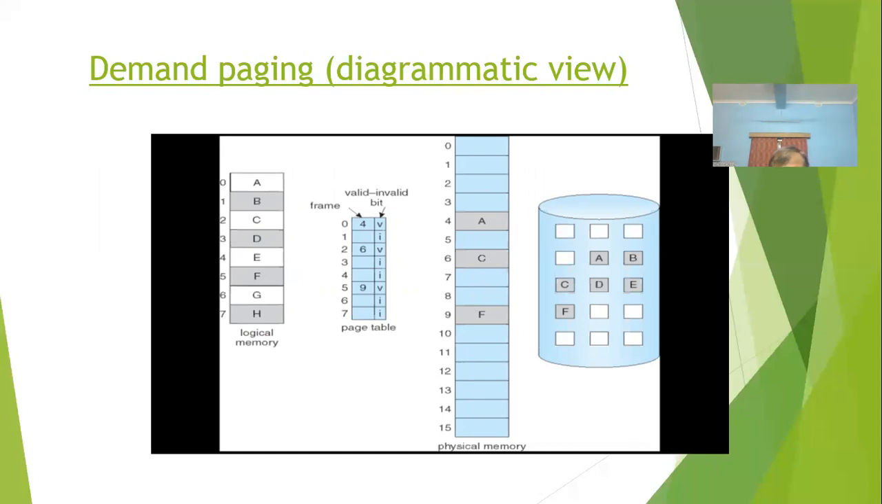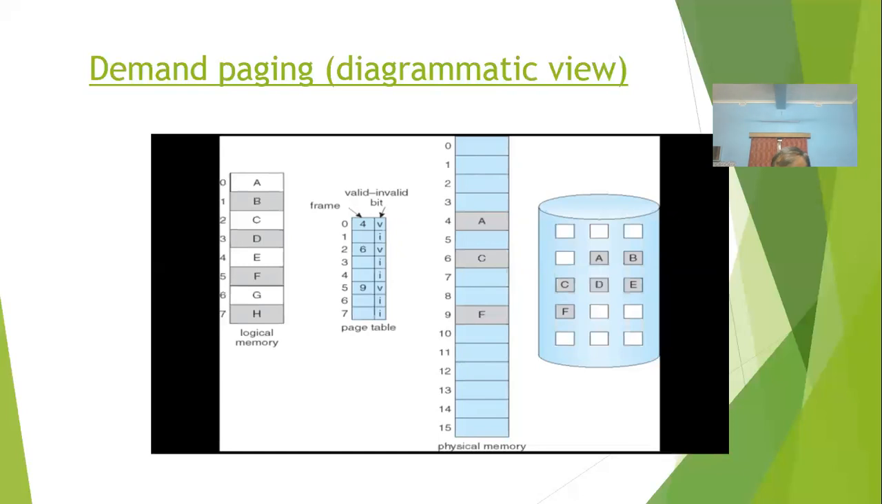Now, as a part of the page table, we have one more component here, that is the valid-invalid bit. What is that? I'm coming to that part. With the concept of demand paging, we need some form of hardware support to distinguish between those pages that are in the memory and those pages that are on the disk. For that purpose, the valid-invalid bit scheme is maintained here.